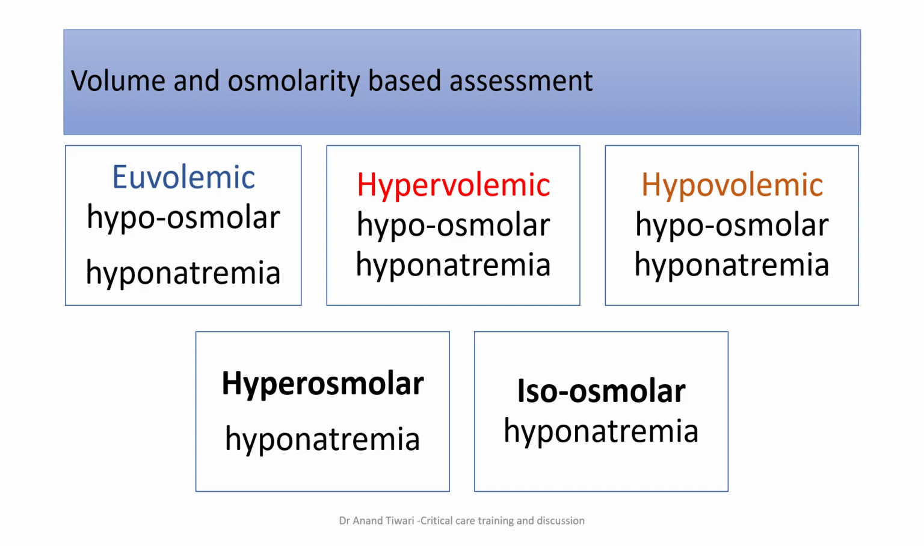Once you have assessed the volume and osmolarity, your patient will fall in one of these 5 categories. Either he will be euvolemic with hypoosmolarity, less than 285 serum osmolarity, and hyponatremia. Or hypervolemic, hypoosmolar hyponatremia, where patients like congestive cardiac failure, liver failure, nephrotic syndrome will be hypervolemic, hypoosmolar hyponatremia. Or a patient with GI or renal losses or thiazide diuretic use has become hypovolemic, hypoosmolar hyponatremia. Or the patient may have hypertriglyceridemia, which we discussed, or hyperproteinemia.